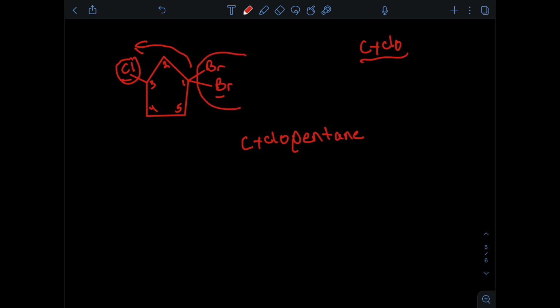So for these substituents, you have 2. So I would like to go ahead and just put Di for 2. Now if there were 3, it would be tri. If it was 4, it would be tetra. For the most part, you will see Di and tri on this. So I will go ahead and put this up here to keep it in mind.